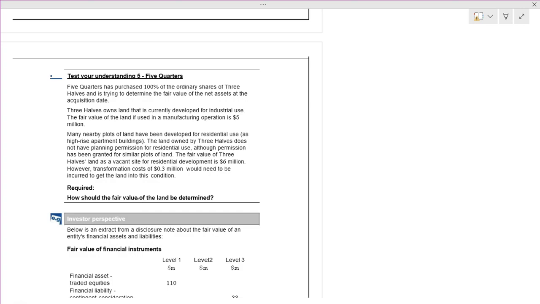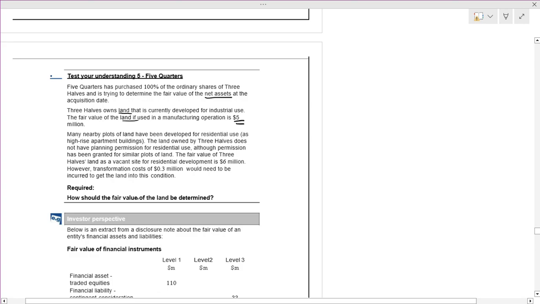Okay. Five quarters purchased 100% of the ordinary shares of 3 halves and is trying to determine the fair value of net assets. 3 halves owns land currently developed for industrial use. The fair value of the land is 5 million.